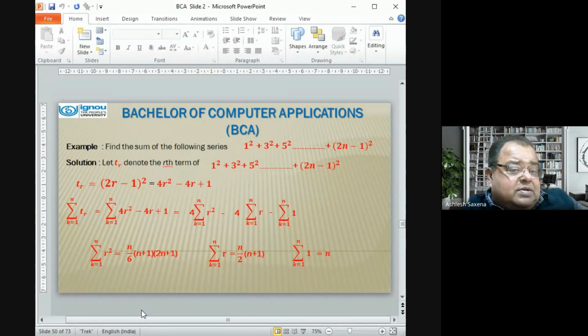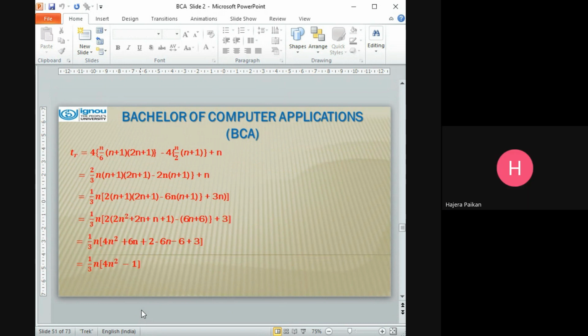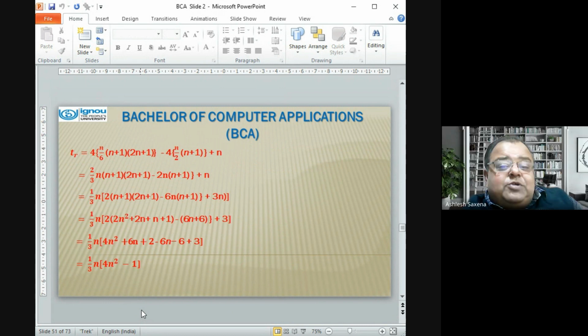Add the first two numbers. What are you going to get? 10. The first two numbers of the question: 9 plus 1 equals 10. That means this solution is absolutely correct. I'm showing you the way how you can check whether you have done the solution correctly or not. I'm showing you that way also.